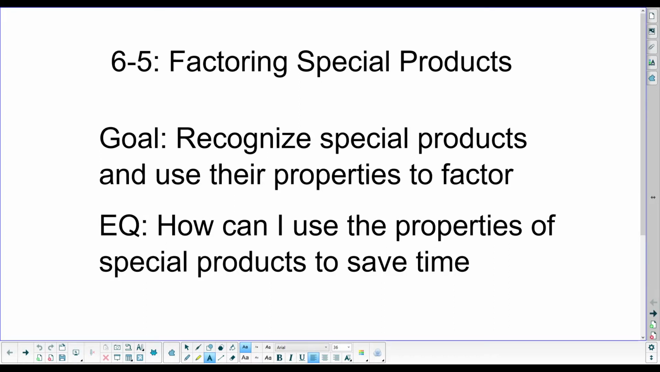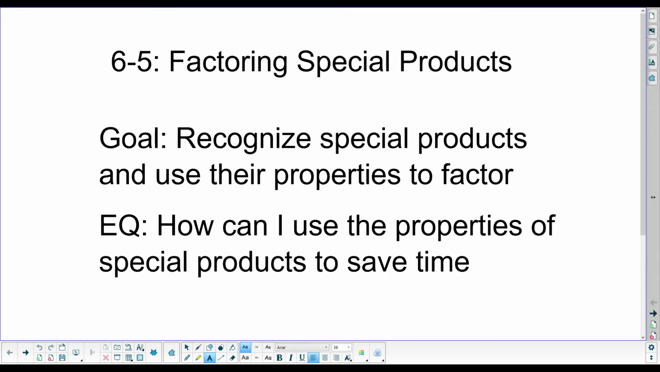Everyone, this is Algebra 2. This is Unit 6. We're talking about quadratics. And this is Lesson 5. And we're going to be looking at how to factor and how to solve special products.